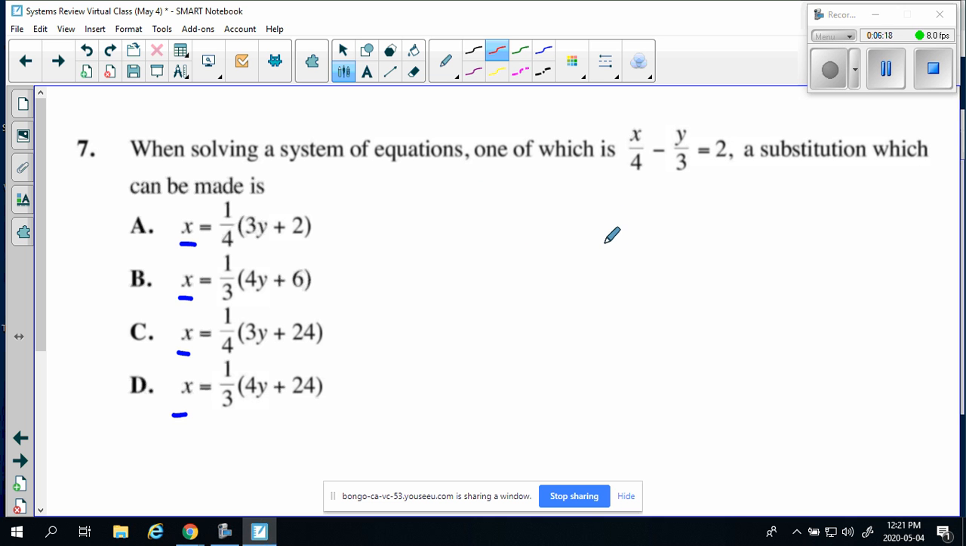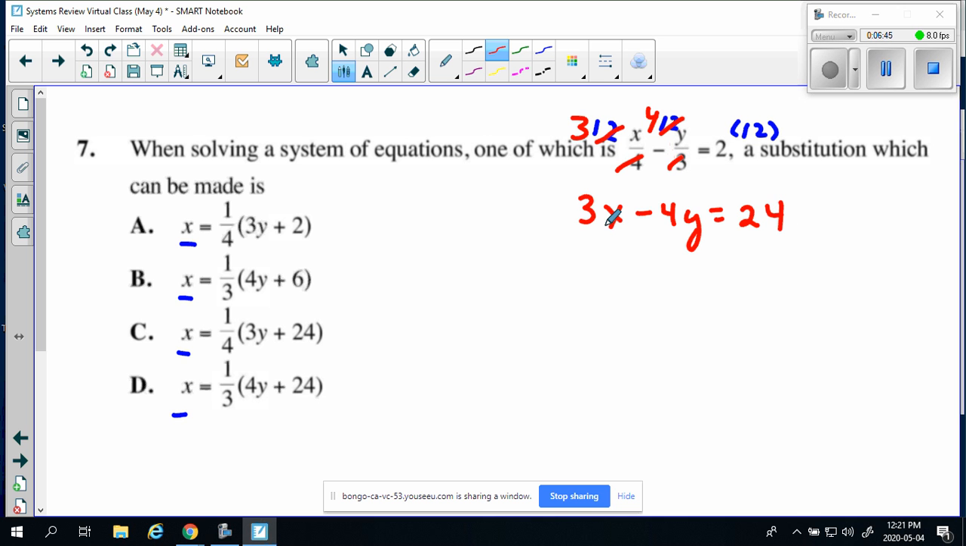Oftentimes what students might do is say, okay, I actually want to kill off all my fractions first. So maybe I'll multiply everything by 12, and that should kill off the 4 and the 3, but I also have to do it over here. Okay? So then 12 divided by 4 turns into 3, and 12 divided by 3 turns into 4. So we're going to be left with 3x minus 4y is equal to 24.